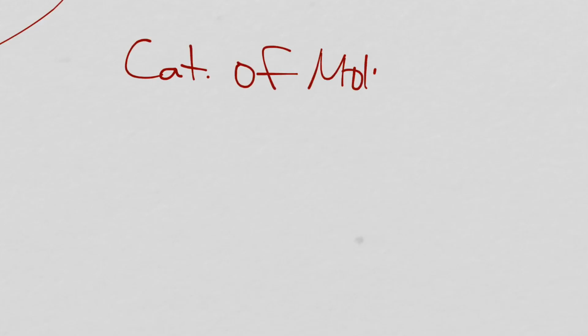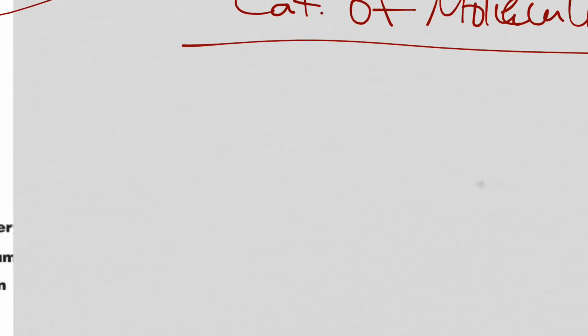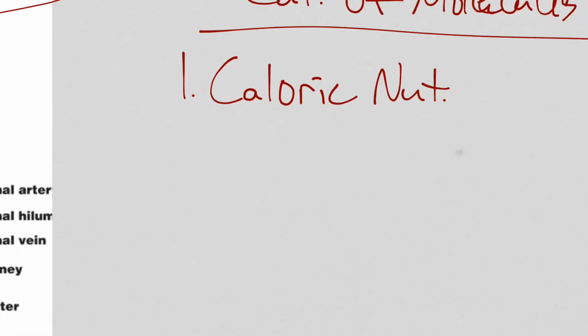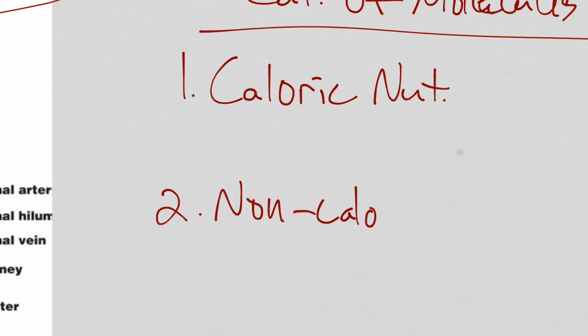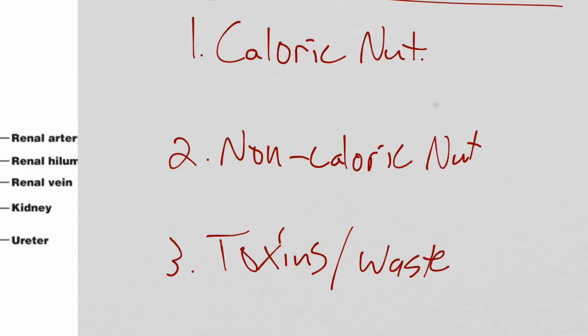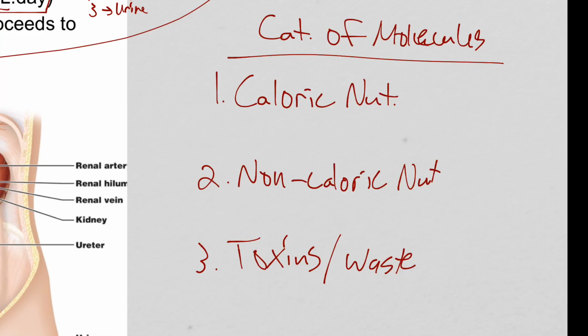That list we'll call, I'm going to abbreviate here, categories of molecules filtered by the kidney. The first one we'll call caloric nutrients. The second one we'll say non-caloric nutrients. And then the third category we'll say toxins / waste products, like metabolic waste. And your kidney has different rules for these things.